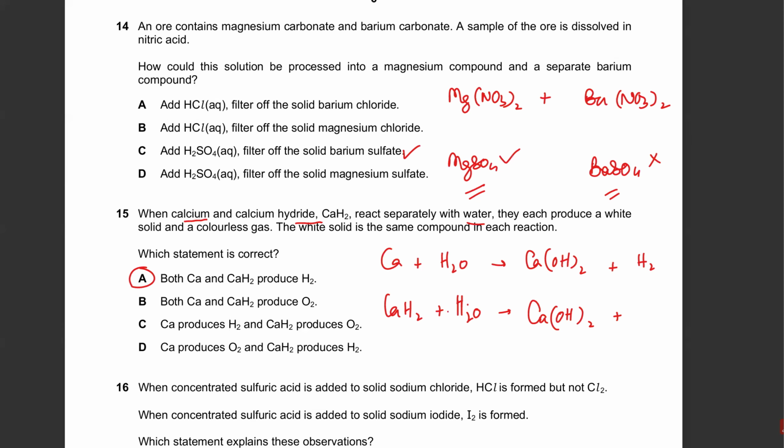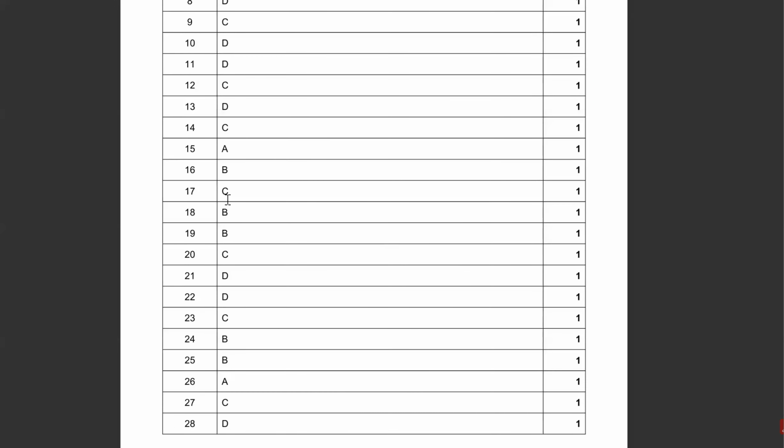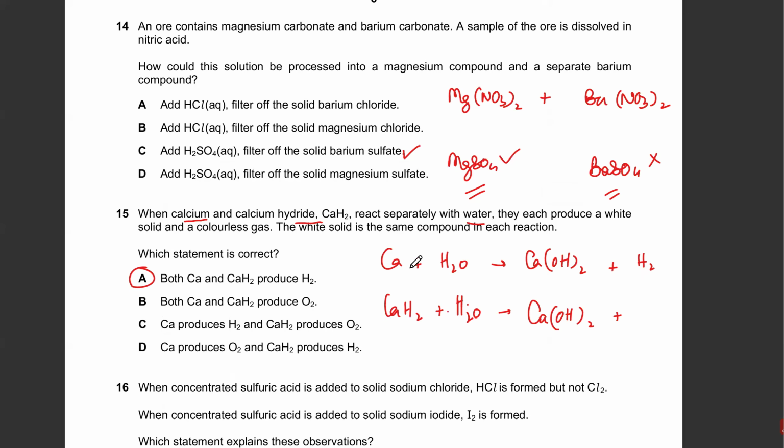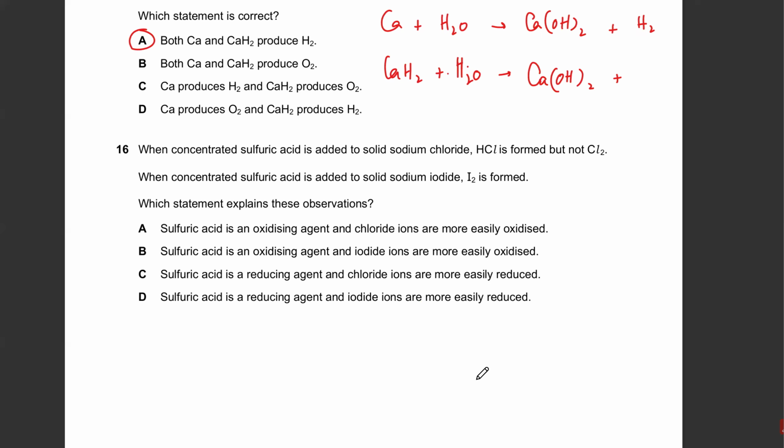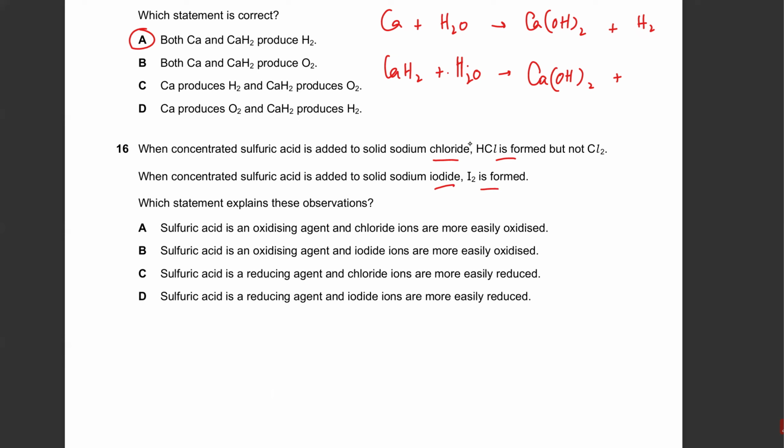Okay, this was 15. Yeah, it's same. Okay, that was the only one that made sense. Now, sulfuric acid, this is for halides, right? Concentrated sulfuric acid is added to sodium chloride and HCl gets formed. And concentrated sulfuric acid is added to sodium iodide and iodine is formed. So which statement explains these observations?